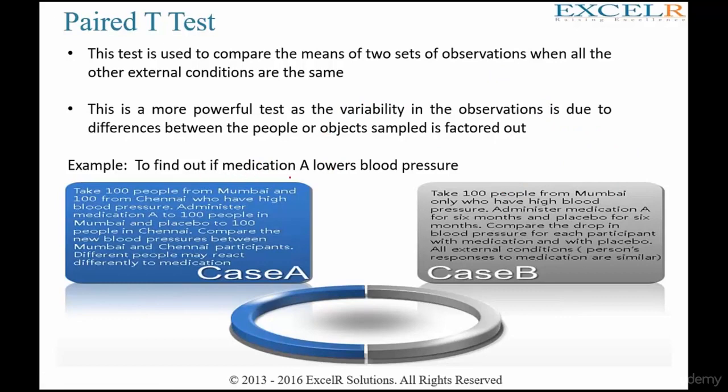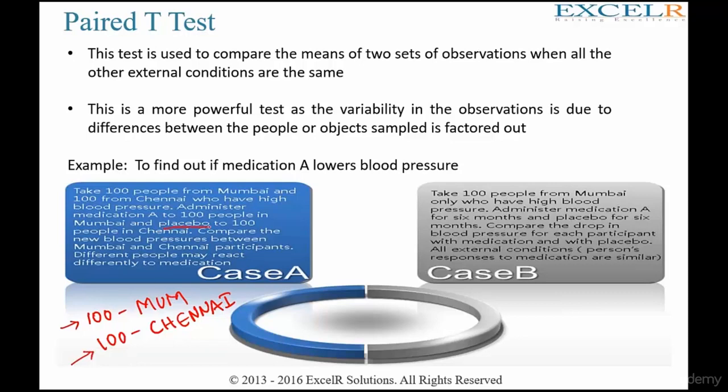To find out if medication A lowers the blood pressure or not, take 100 people from Mumbai. So you're taking 100 people from Mumbai and another 100 from Chennai. And both of them have high blood pressure. Administer medication A to 100 people in Mumbai, give them the medicine, and to another set of 100 people who are in Chennai, give a placebo.